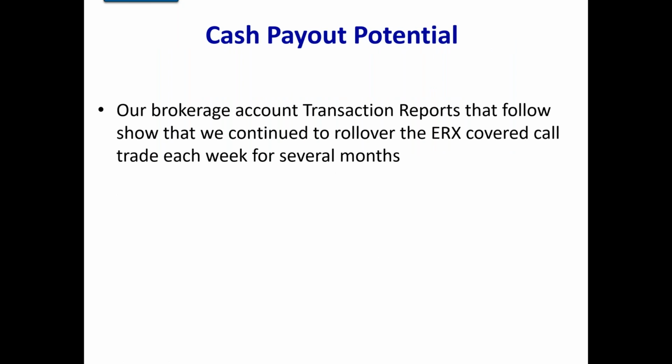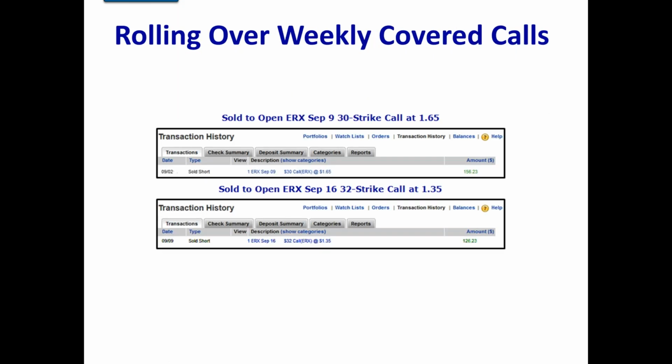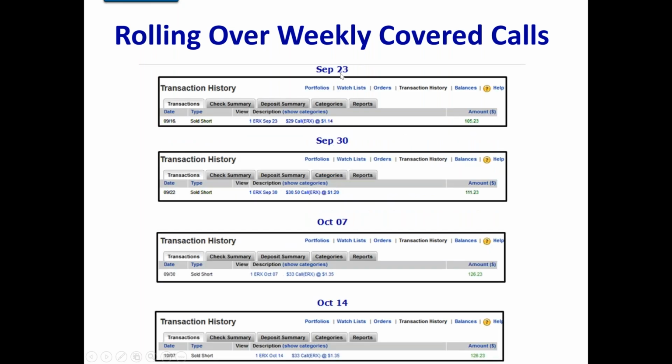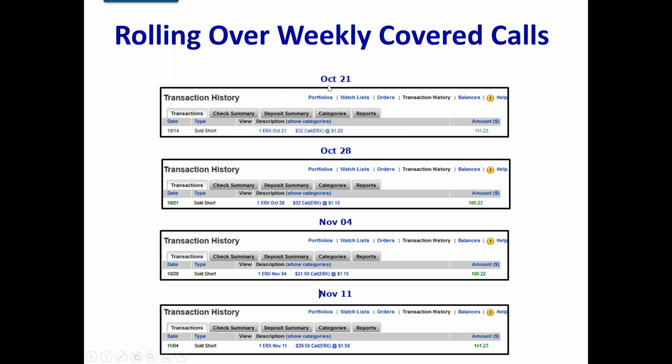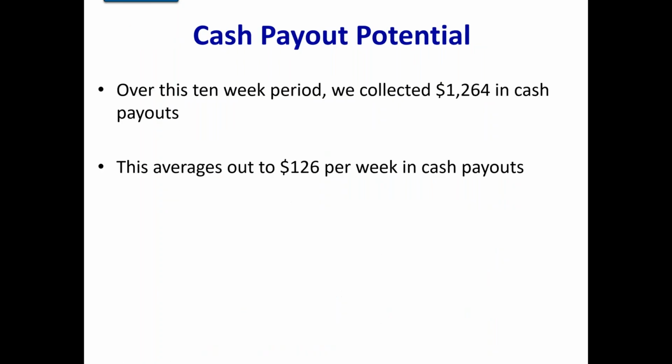So we continue to roll these weekly calls over several months. So we rolled into the September 9th 30 strike call, then September 16th, September 23rd, September 30th, October 7th. So each of these weeks on Friday, we would close out the expiring option and sell to open the 1 week option that would expire 7 days later. So we continued to roll this position over. We kept the shares of ERX in our account.